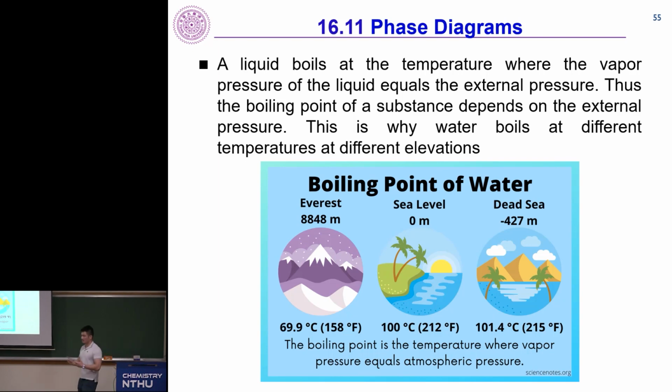And of course, the application of this to our daily life is that your boiling point changes at different altitudes, right? At Mount Everest, the highest point on Earth, 8848 meters. As you increase altitude, of course the pressure will decrease. Because the pressure decreases, the boiling point decreases, hence the water will boil at around 70 degrees Celsius. At sea level it is 100 degrees. And if you go beneath the sea level, at the Dead Sea, the boiling point gets higher.